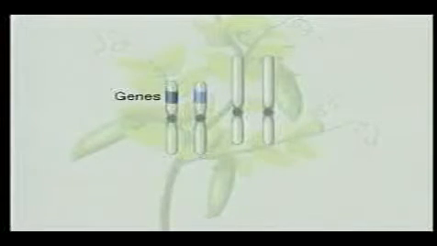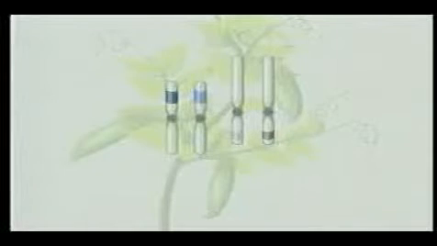The chromosomes of all organisms contain regions called genes. Each gene determines a particular trait of the organism. For example, one gene in pea plants determines seed color. Another gene determines seed shape.